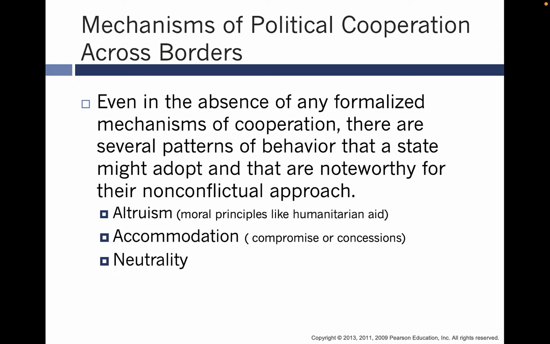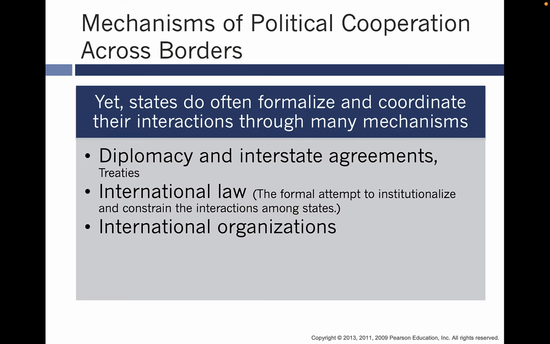There are also accommodations where we compromise. In a perfect world, we would all compromise and get along better. And then neutrality, maybe staying out of a conflict, much like Switzerland. We always hear the Swiss government's always neutral. So that's another thing that's kind of interesting to take a look at. States do not often formalize and coordinate their interactions through many mechanisms. We do have treaties, we have international laws, and we have international organizations. And we'll talk about some of those.